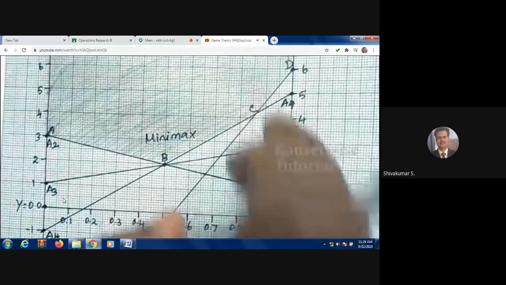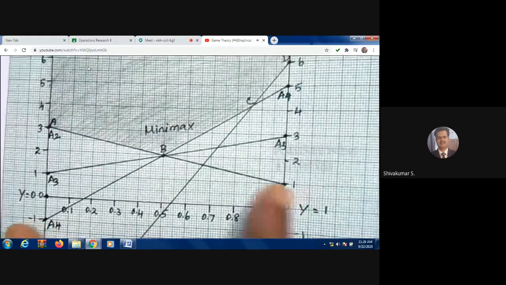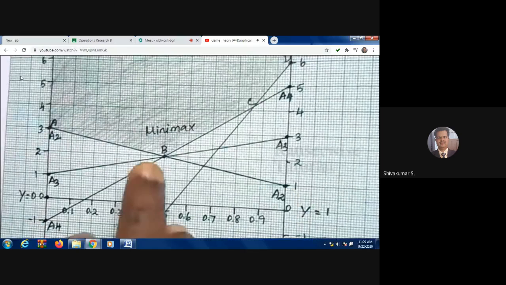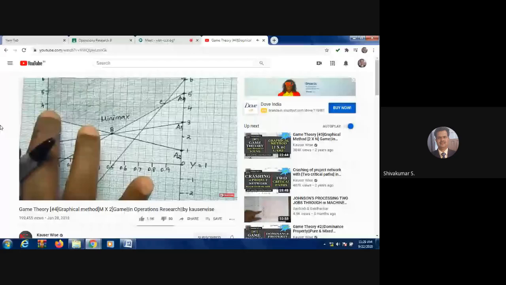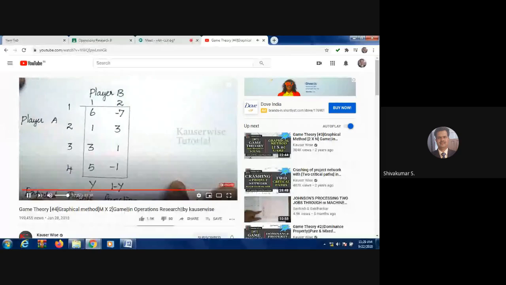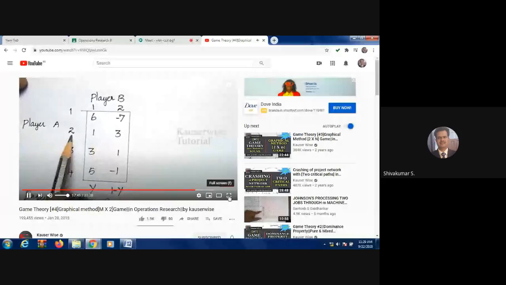Do it here only. Just opposite slope passing through the minimax point. So I'm going to select A2 and A4. Look at the original problem. With the help of the graphical method, we have selected alternative 2 and alternative 4.